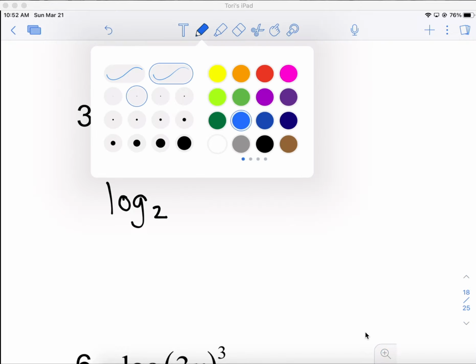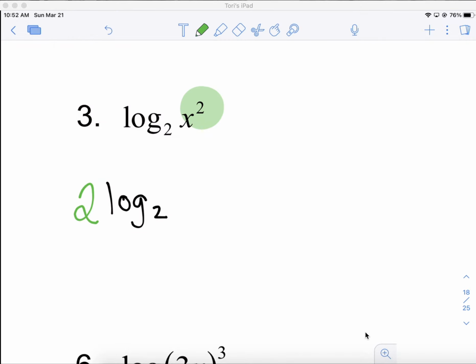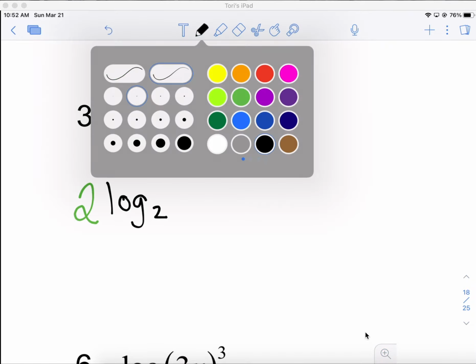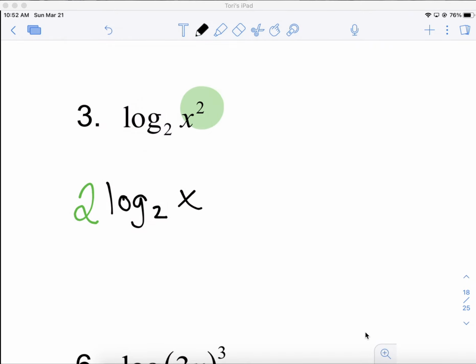Okay, this one, I have that exponent of 2, so I'm going to move it to the outside over here, put that 2 out in front, and then I'm going to keep the x the same, log base 2 of x. The x isn't multiplying with anything inside, so that is how we could write it.